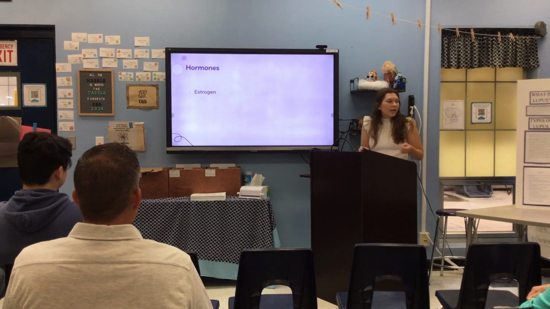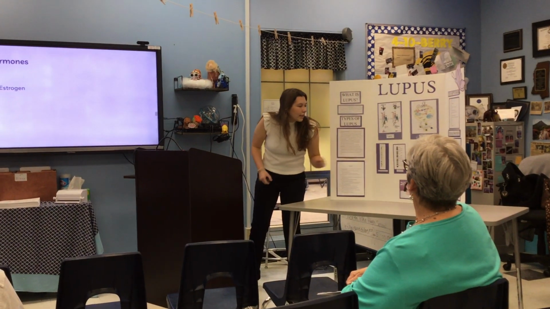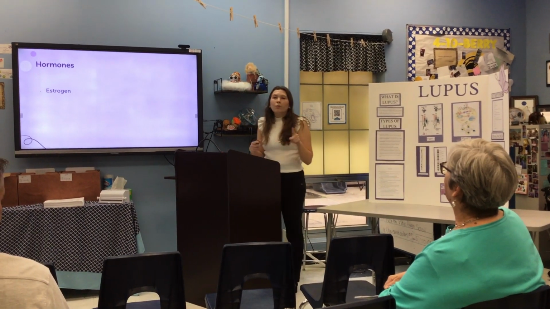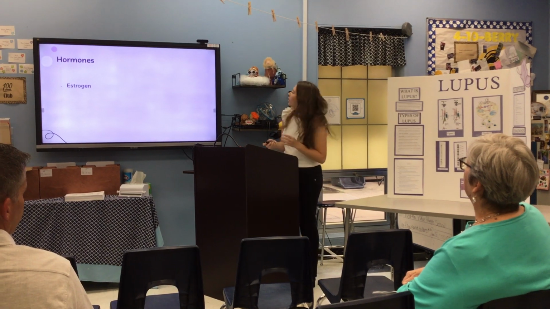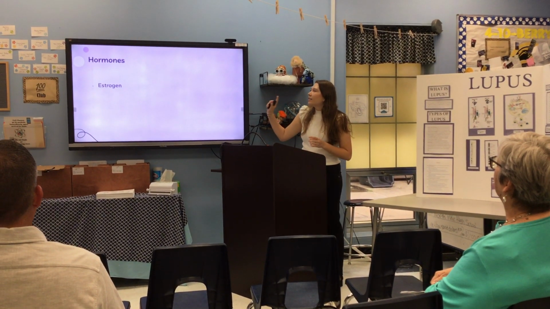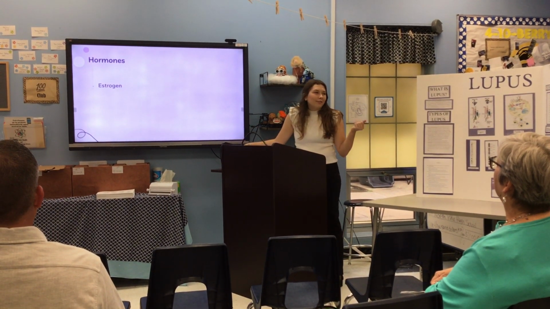Next is the hormones. The gene right here, TLR7, is only on the X chromosome. Women have two X chromosomes. That is why researchers believe estrogen has something to do with lupus.